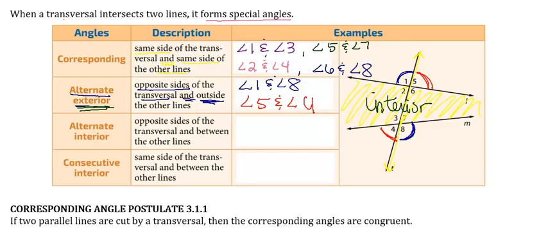Now we're going to look at alternate interior. Same thing with alternate, they're on opposite sides of the transversal, and they're between the other lines this time. So they have to be in this interior. Okay, so it's a little hard to see. So we're going to go interior now.